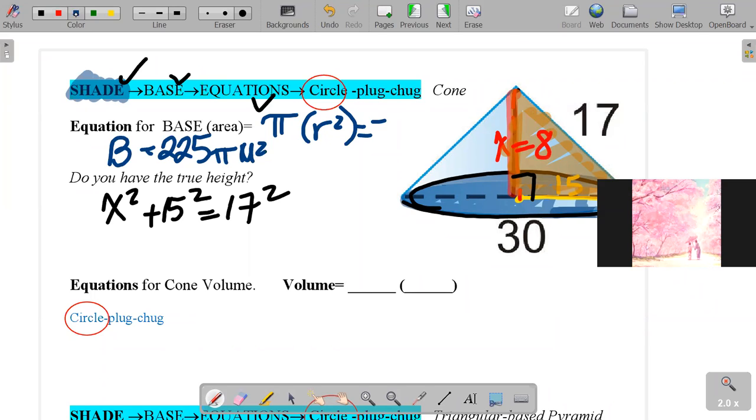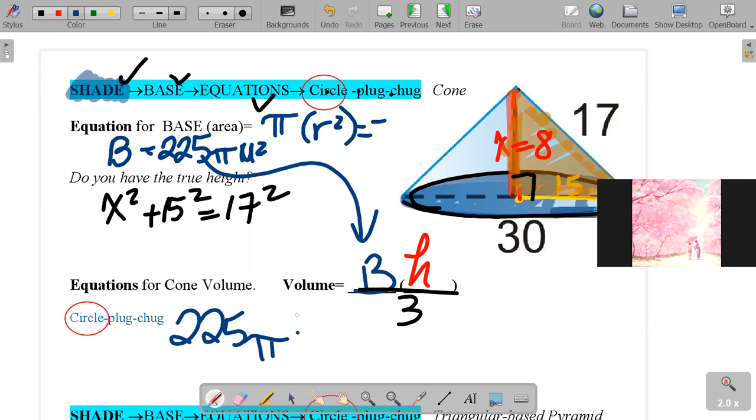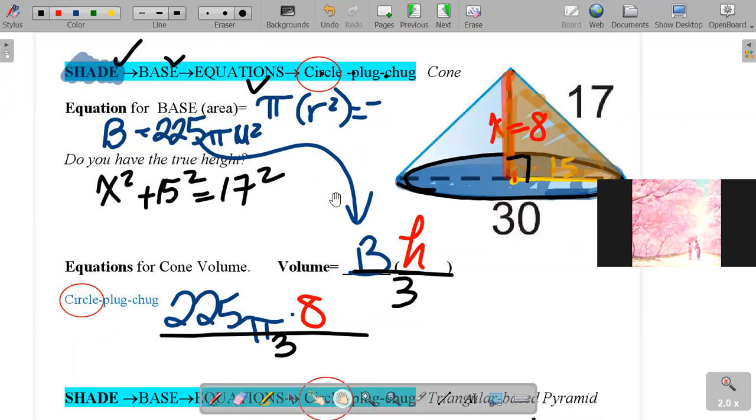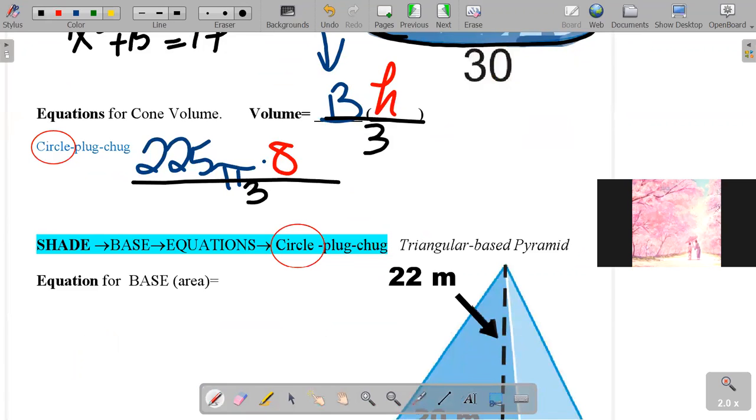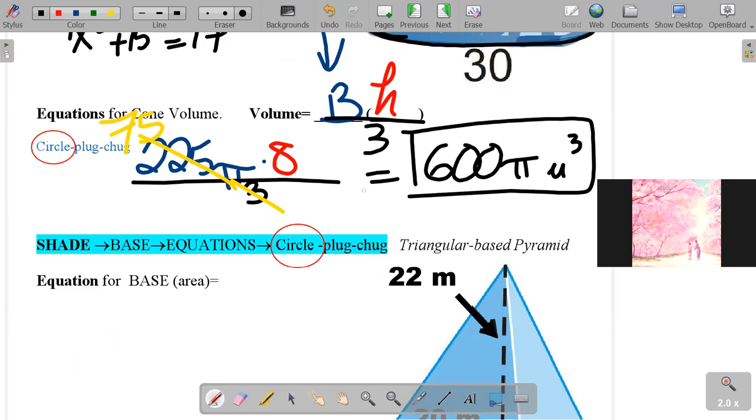Now we come down here, our volume is base times the true height over 3. Now you do the circle, plug, chug. Your base goes down here, 225 pi. Your height was 8 over 3. Factor it out. I'm going to take 3 in here. That's 75. 8 times 75 is 600 pi units cubed. You're done.